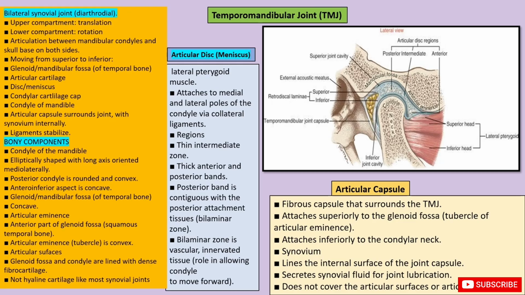And one thing we know, it's a very important thing here, that although TMJ is a synovial joint, it is not lined by hyaline cartilage, it is lined with fibrocartilage. So that is one exception.